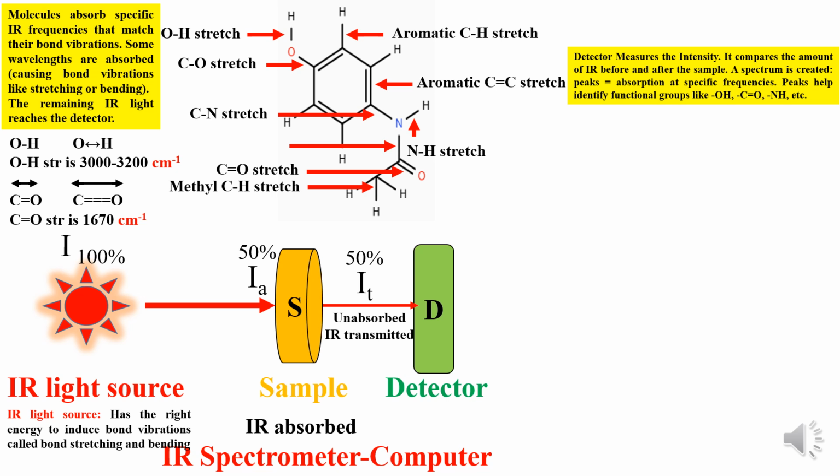So the detector measures the intensity of IR radiation. It compares the amount of IR before and after the sample. And as a result, a spectrum is created, which is displayed on the screen. And the peaks in the IR spectra correspond to absorption by the functional groups at specific frequencies. So peaks in the IR spectra help identify the functional groups like OH group, CO group and NH group.